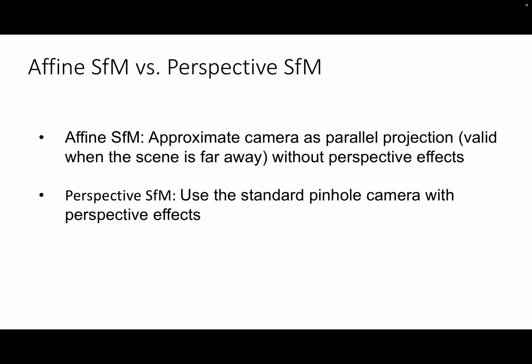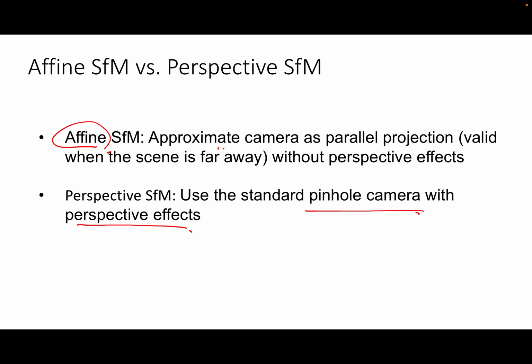So as I said, there are two kinds of structure from motion: affine structure from motion and perspective structure from motion. We will study both kinds. Affine structure from motion, from its name, we can see affine, right? It approximates the camera as a parallel projection, valid when the scene is far away without perspective effects. So it uses a simpler camera model. The original camera model should be a pinhole camera model with perspective effects, right? We need to use perspective projection.